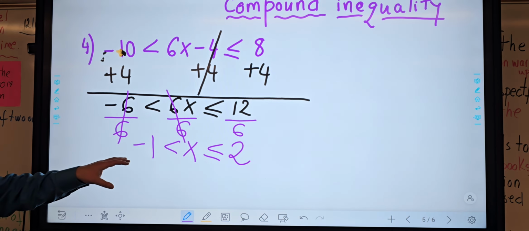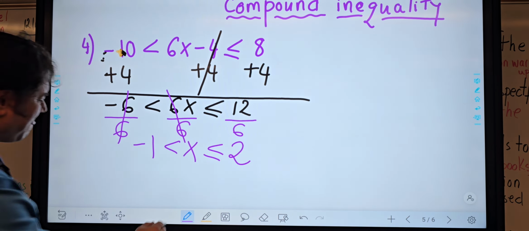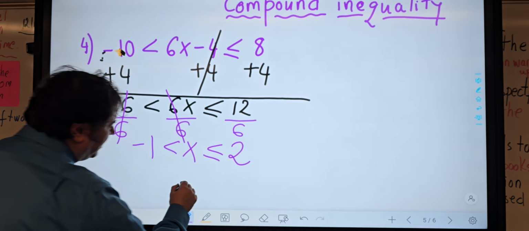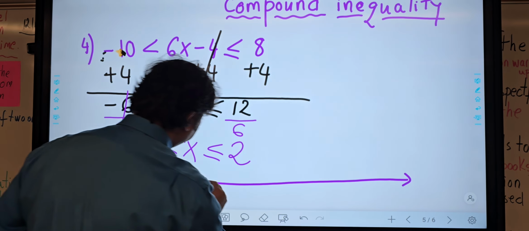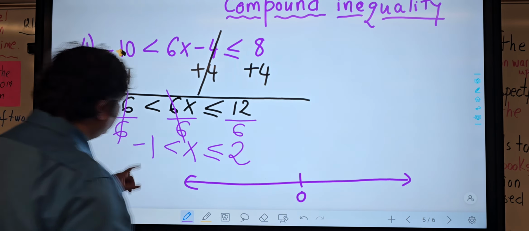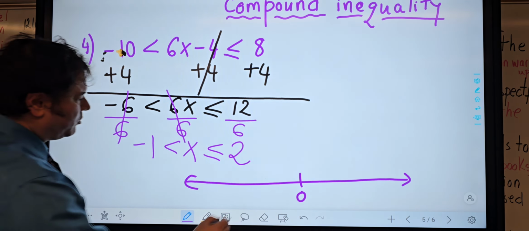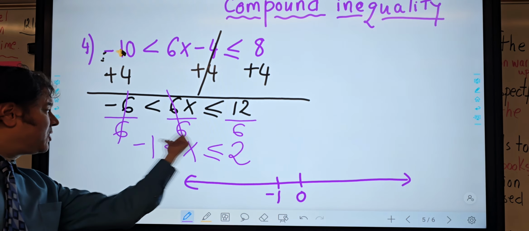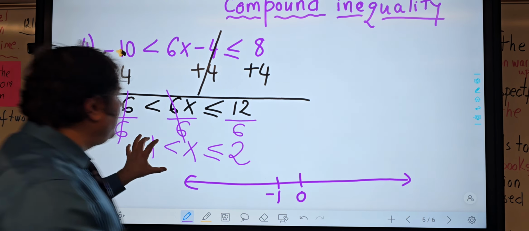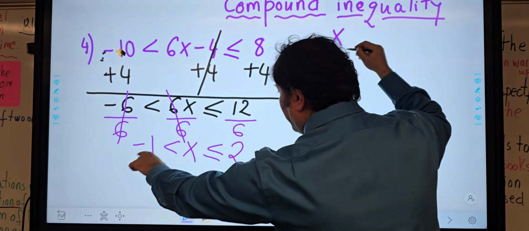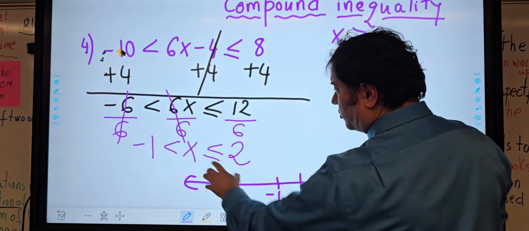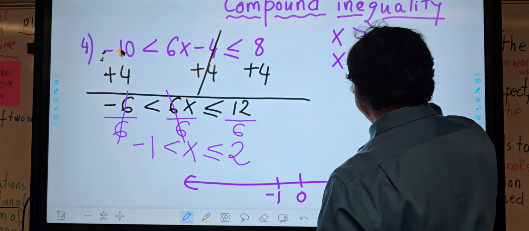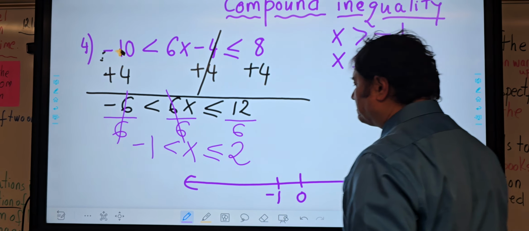And let's see if we can graph this on the number line. So let's draw a number line here. First of all, let's go to negative 1 first. So negative 1 would be somewhere here. And at negative 1, we know that x is greater than negative 1. We can rewrite this as x greater than negative 1. And also we have x less than or equal to 2. Negative 1 right there. Okay?